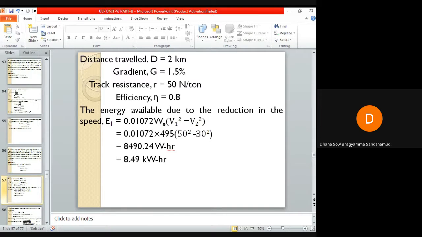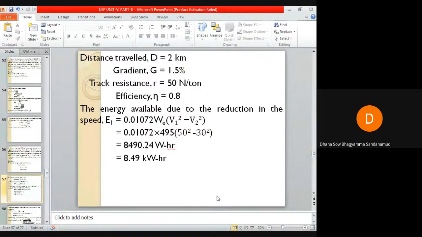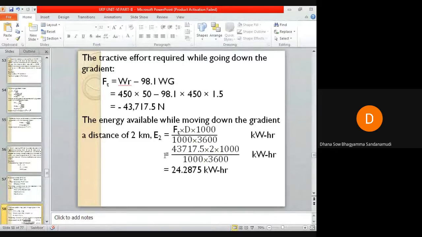So in the problem, they have given that the speed is reduced due to regenerative braking over a distance of 2 kilometers on a down gradient. Therefore, you can calculate the tractive effort required while going down the gradient. Ft equals WR minus 98.1 W into G.